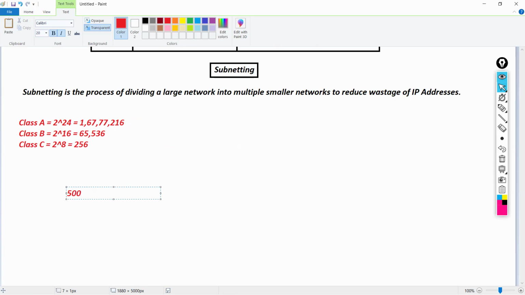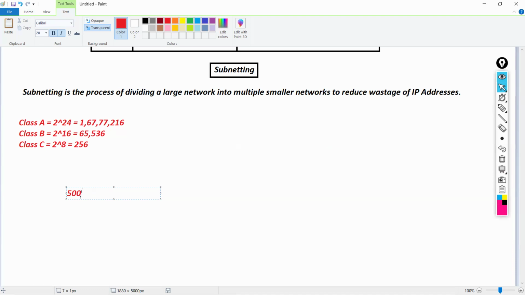What if my requirement is 500? We have to go to class B. In class B, how many will I get? 65,536 addresses. How many will I be using? How much wastage will there be? And if total addresses are 4.3 billion and somebody starts wasting 65,000 addresses, right? Not a very good idea.